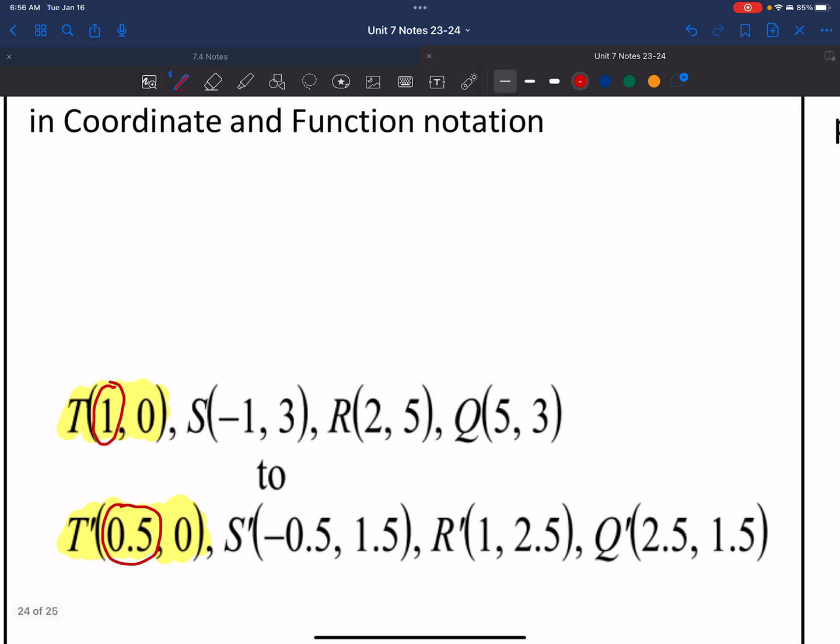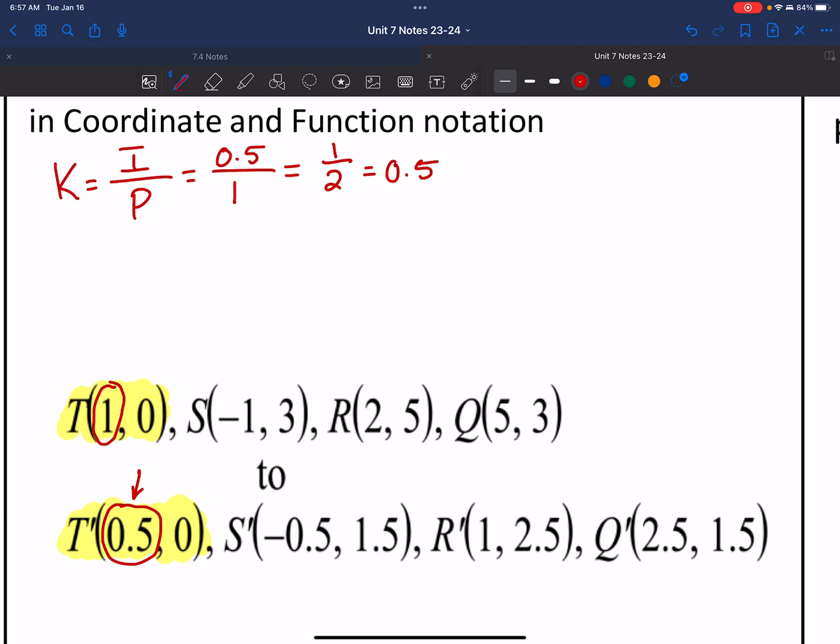So I've got to find my scale factor first. Remember, image divided by preimage. And so image in this case is 0.5, so I'm going to put 0.5 on top. And then preimage is going to be the 1. So if I reduce that, 0.5 divided by 1, that's the same thing as 1/2, or just 0.5. Okay.